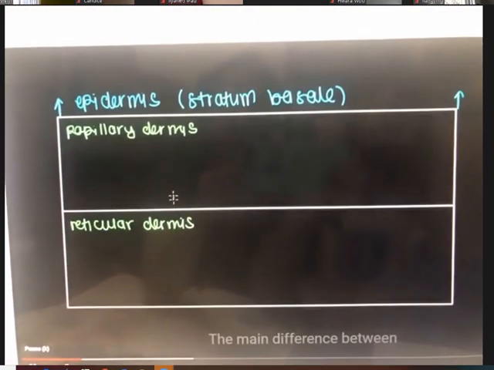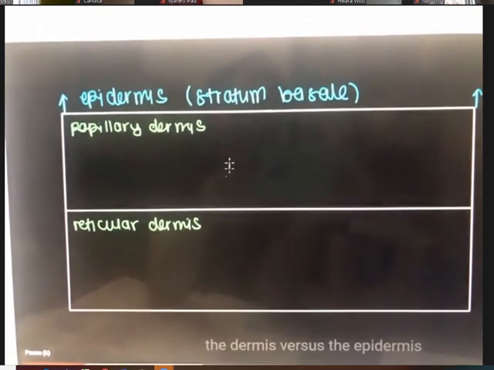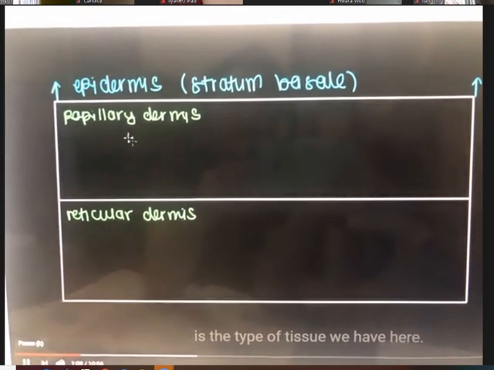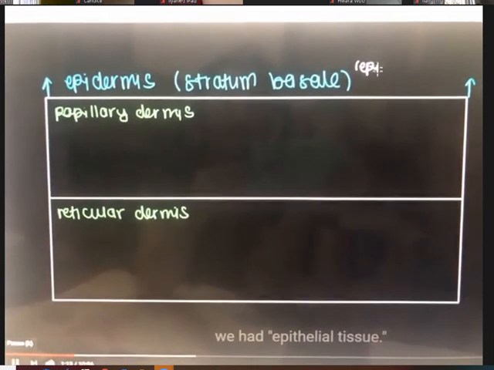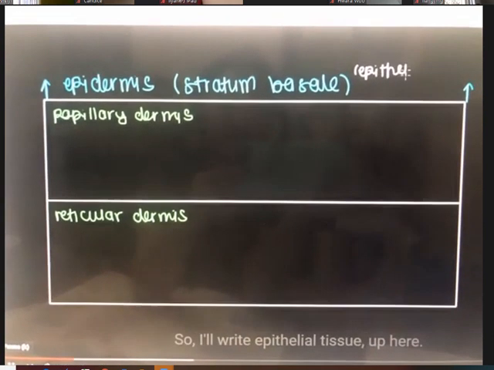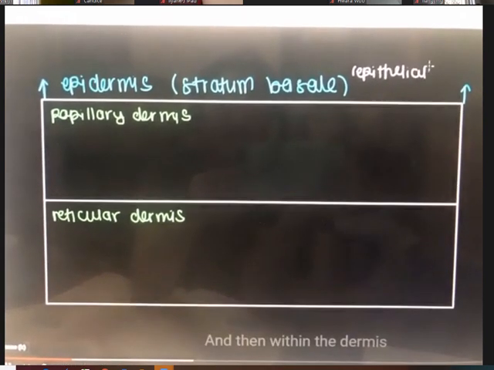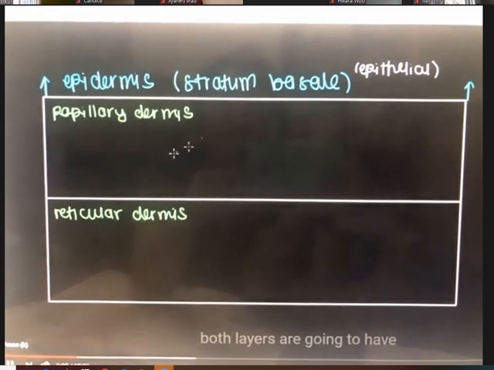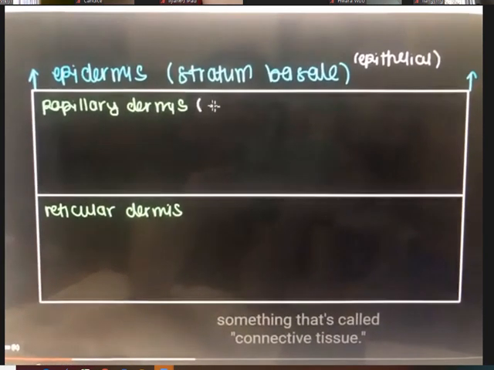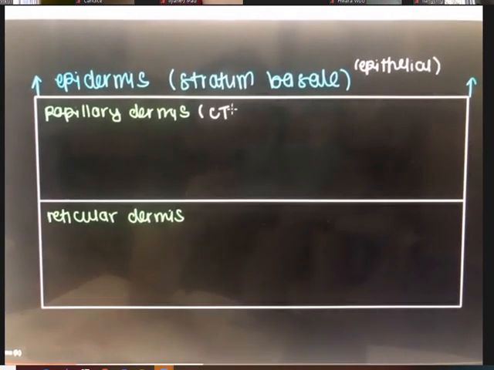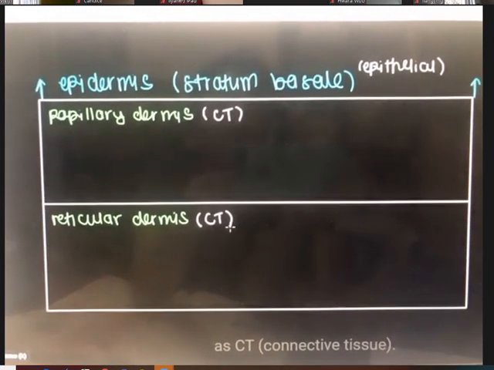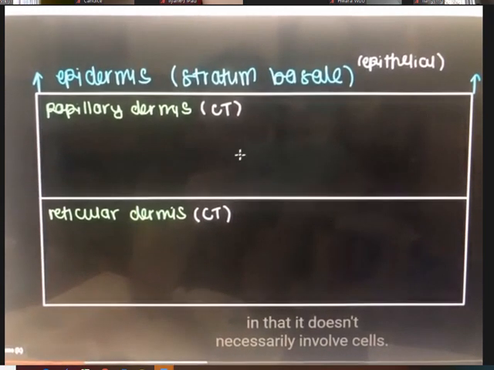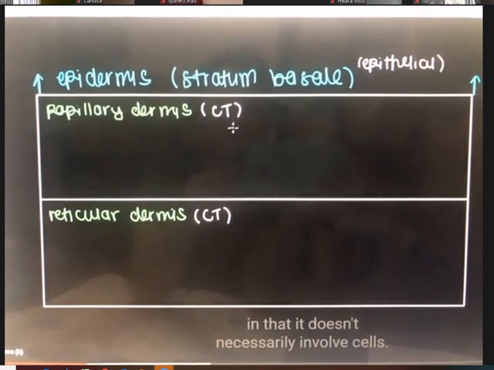And the main difference between the dermis versus the epidermis is the type of tissue we have here. Recall that in the epidermis, we had epithelial tissue. So I'll write epithelial tissue up here. And then within the dermis, both layers are going to have something that's called connective tissue. You've probably seen that written out as CT, connective tissue. So connective tissue is different in that it doesn't necessarily involve cells.